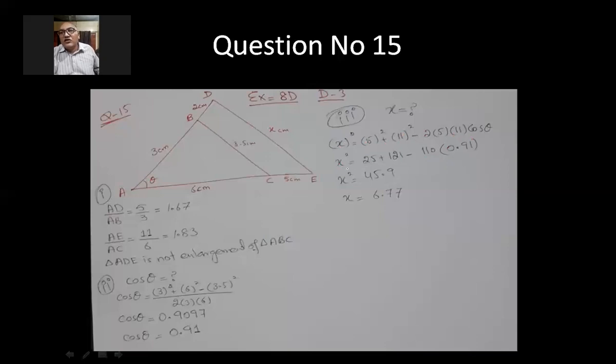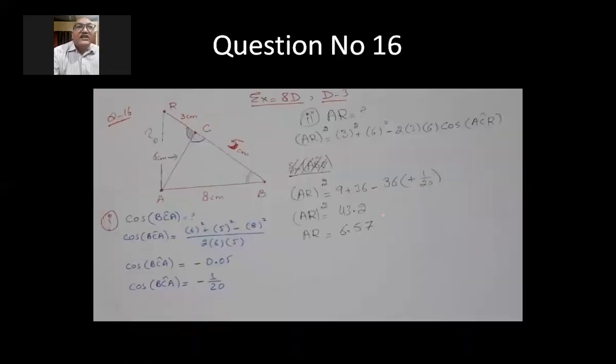So in your calculator, you will write 25 plus 121 minus 110 multiplies 0.91 equals 45.91. Under root answer equals, that will be 6.77. So this is how you will solve the question number 15. Okay, so let's move to the next question. Okay, so the next question coming up on your screen is question number 16.